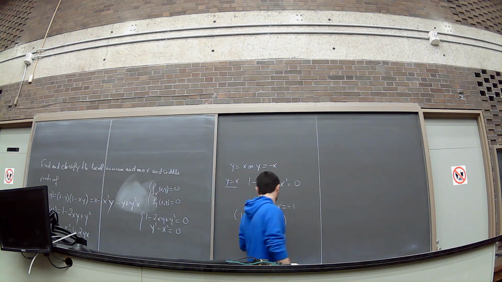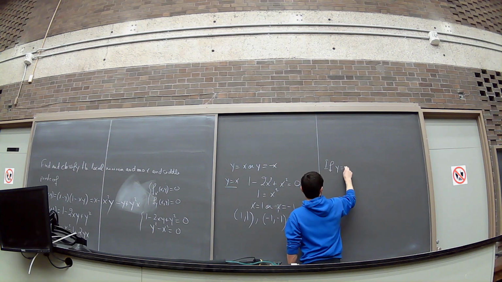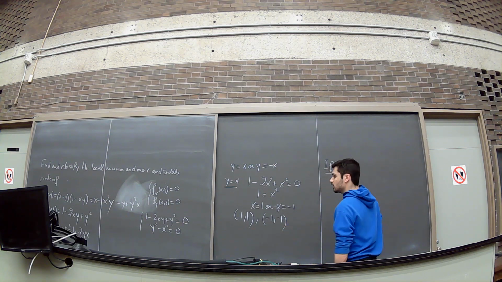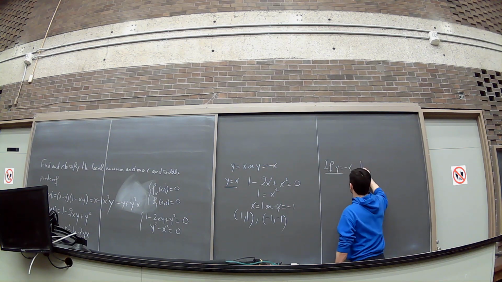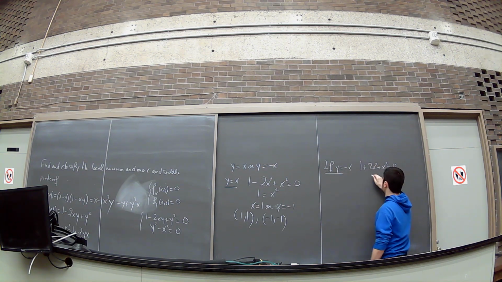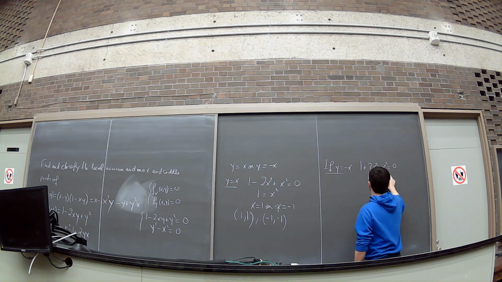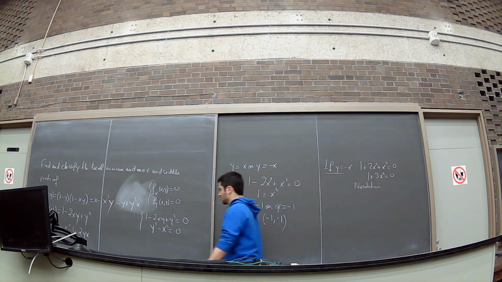Everybody? Great. Now, if y is equal to minus x, what do I have? I have 1 plus 2x squared plus x squared, so 1 plus 3x squared is equal to 0. So I have no solution. Is that clear, everybody? Yes or no?